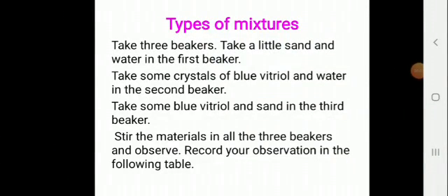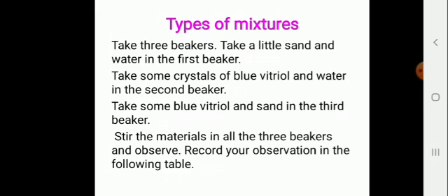We are going to study mixtures and types of mixtures. Constituent substances of a mixture are two or more elements or compounds. The constituent molecules of a mixture are different from each other and they are not joined by chemical bonds. The proportion of constituent substances in a mixture can change.